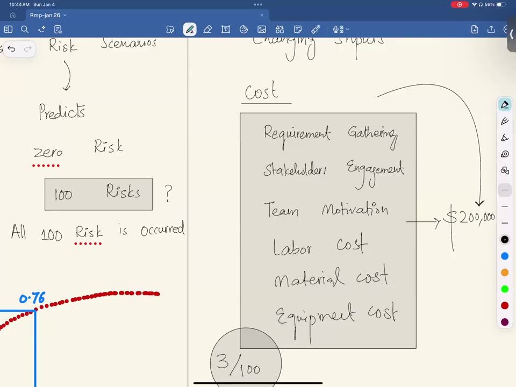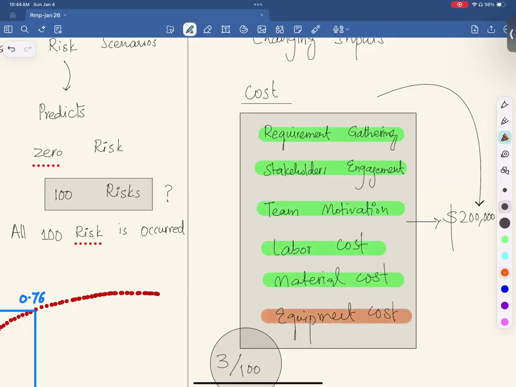Now, how do we determine that? What we do is we change one factor and we keep everything else constant. For example, let's say we are keeping requirement gathering, schedule, labor cost, material cost, team motivation constant, and we are changing equipment cost. Let's say we are changing equipment cost by 10%.